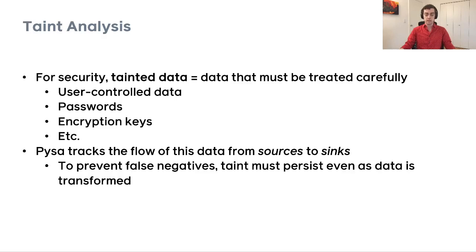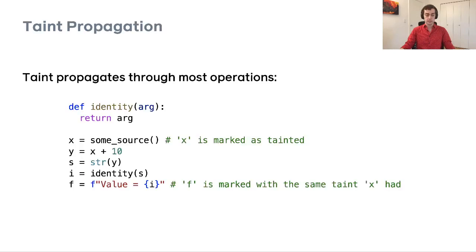Because security issues can be pretty severe, we tend to bias towards preventing false negatives. So this means that as data is transformed within the system, we need to make sure that taint persists even as that data is transformed. So let's take a look at this example. Taint is going to propagate through all these operations. So we start here with X coming from some tainted source. If we add 10 to X, perform arithmetic on it, the result Y is going to be tainted. If we convert that result to a string, the result S is going to be tainted.